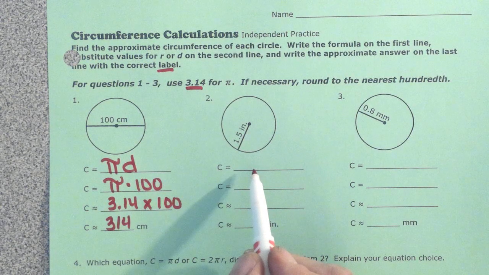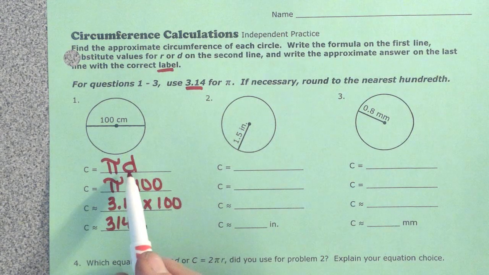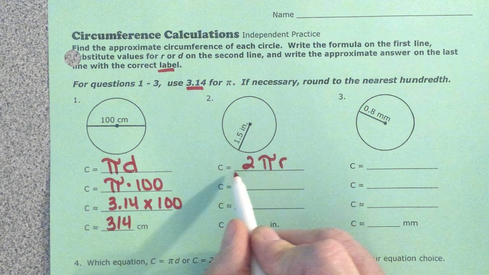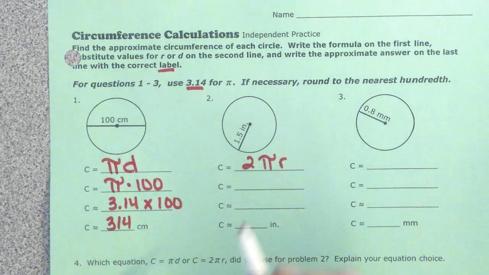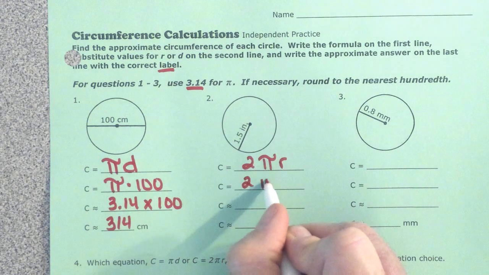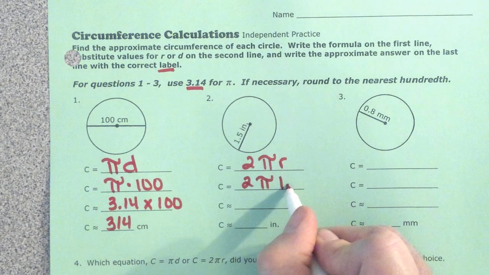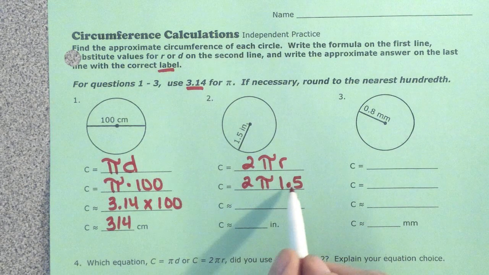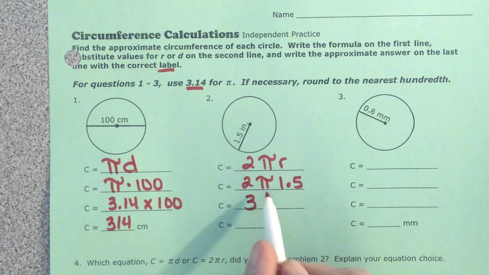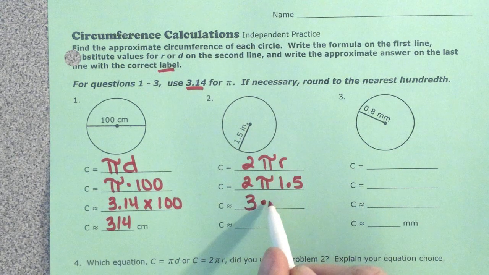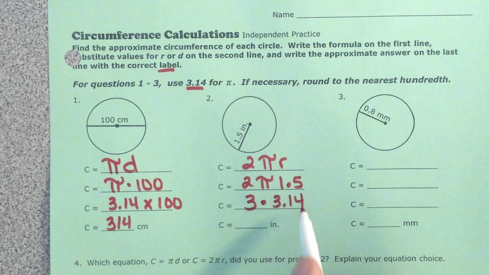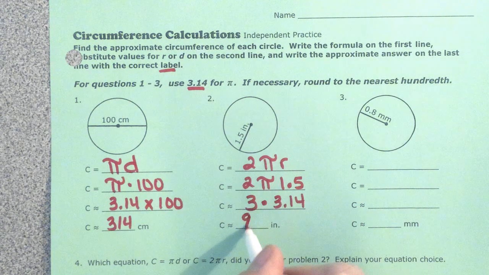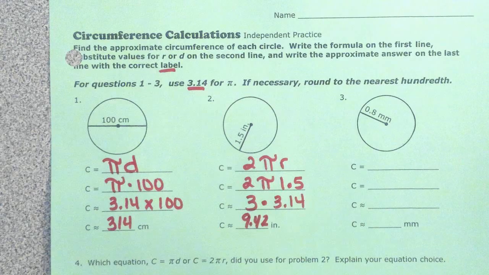Now on number 2, they give us the radius, so I'm not going to use this formula. I'm going to use the 2 pi r. Circumference is equivalent to 2 times pi times radius. Plug in my numbers. 2 times pi times my radius is 1.5. Then I'm going to simplify the 2 and the 1.5. That's going to be 3. And instead of pi, I'm going to use 3.14. Hey, didn't we just do this in the notes? We sure did. Our answer was 9.42 inches.